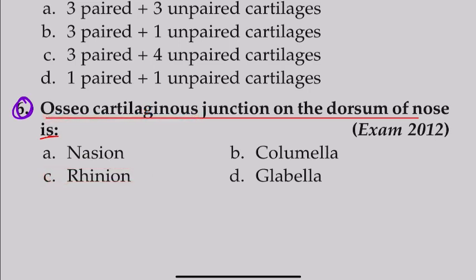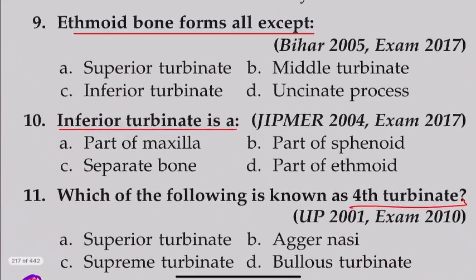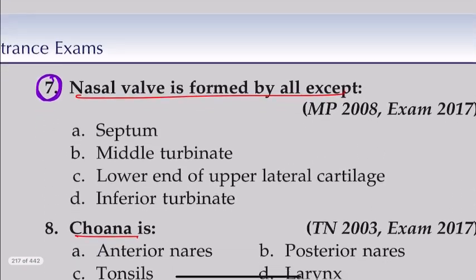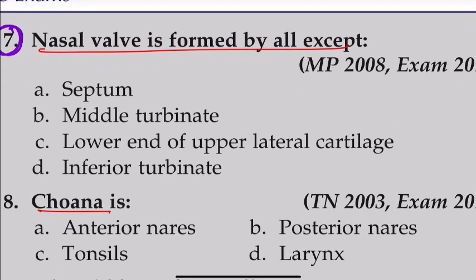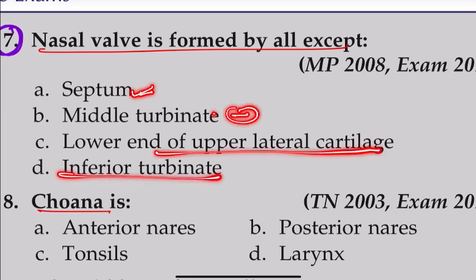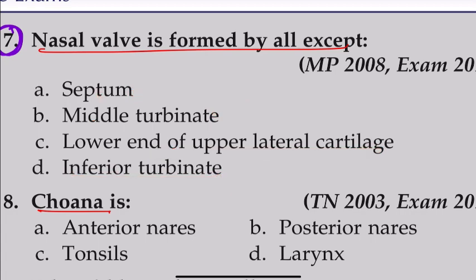Moving further, the nasal valve is formed by all except what? It is formed by the septum also. It is not formed by the middle turbinate. It is formed by the lower end of the upper lateral cartilage, the inferior turbinate and the septum, not the middle turbinate.